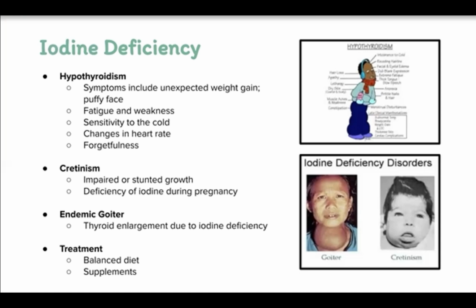Another disorder is the goiter, which is thyroid enlargement, which is also due to deficiency, as shown in this picture of this man. And then treatments are incorporating iodine-rich foods into your diet, as shown in the previous slide, and iodine supplements.